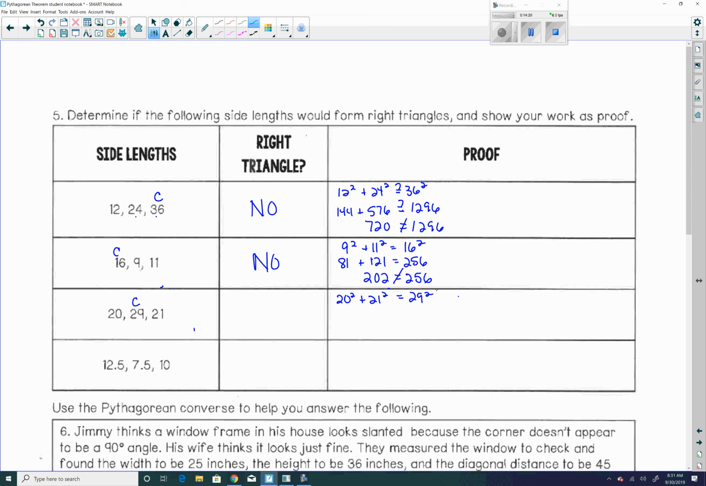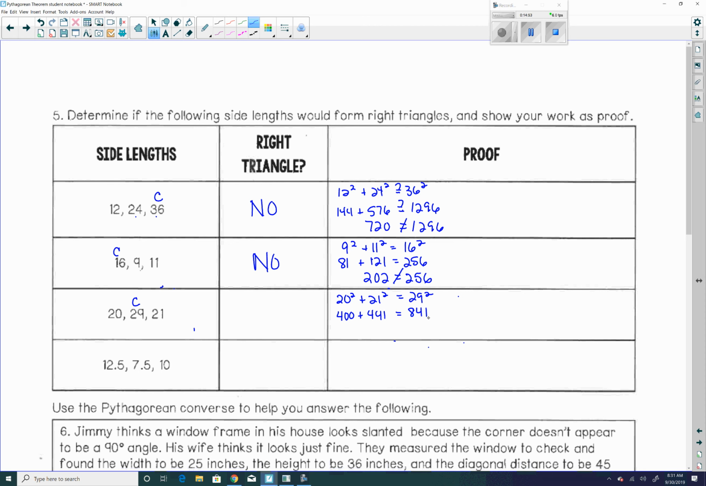Okay, so the way I set it up, 20 squared plus 21 squared, does that equal 29 squared? So go ahead and square up your numbers. See what you come up with. Don't just copy from me, get ahead of me. Did you get the same thing I got?